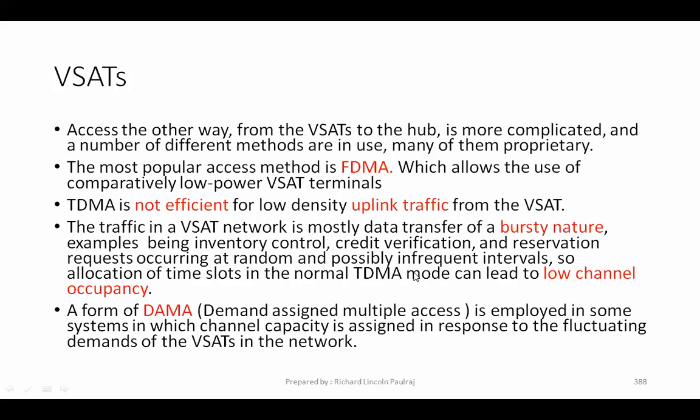Allocation of time slots in TDMA mode can lead to low channel occupancy. Since the channels are not occupied much, utilization of bandwidth doesn't happen properly. So we go ahead and use the technique called FDMA, and a form of DAMA, which is also referred to as demand assigned multiple access.